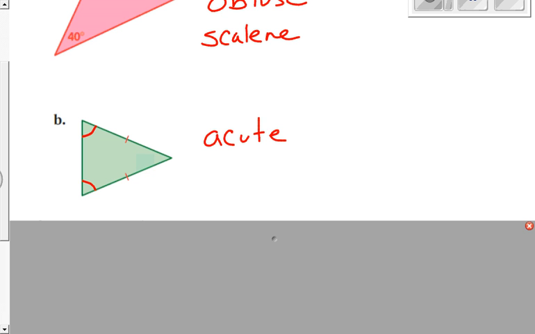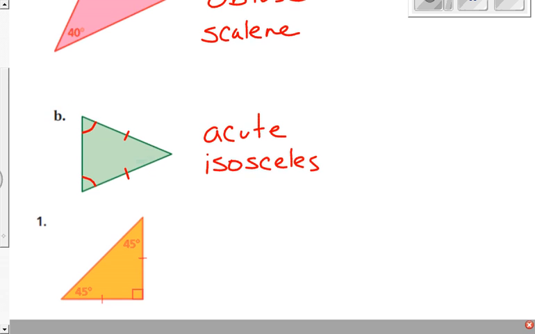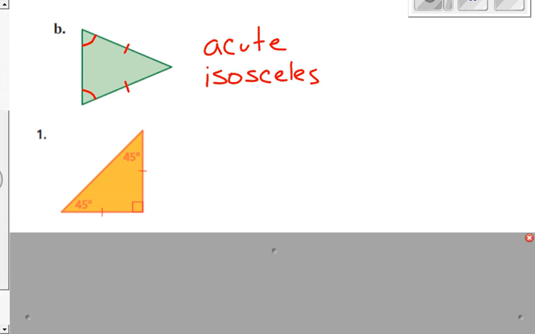And we know two angles are the same and two sides are the same because of those red marks. So we now have an isosceles triangle. So this would be acute isosceles. The next triangle, we have a 45 and a right angle. So that right angle automatically means that it's a right triangle. And we know two angles are the same because they're 45 and 45, and two sides are the same. So this would be a right isosceles.